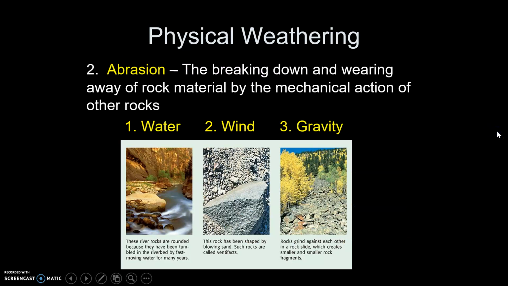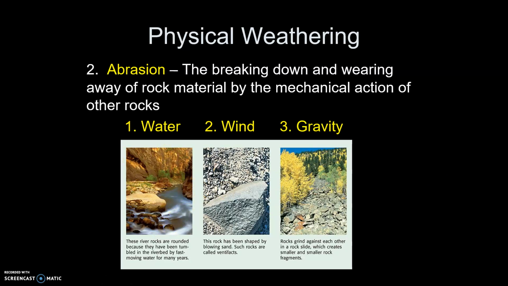The second type of physical weathering is known as abrasion. There are three types of abrasion, but all of them are the breaking down and wearing away of rock because of a mechanical or a physical action due to other rocks. The first type is water. So basically in this first picture here, you'll notice this is a moving stream. Moving water is a great example.